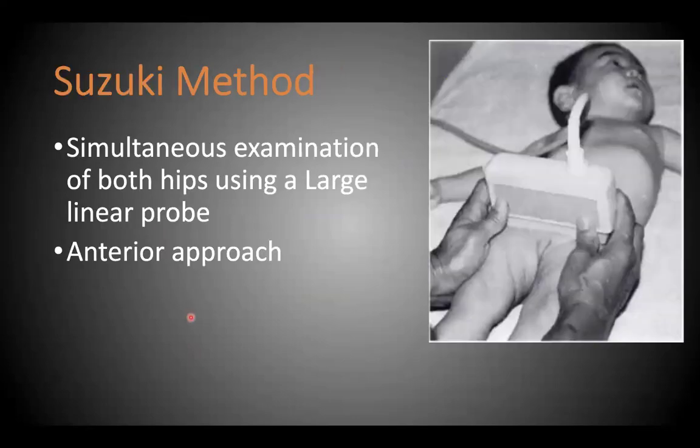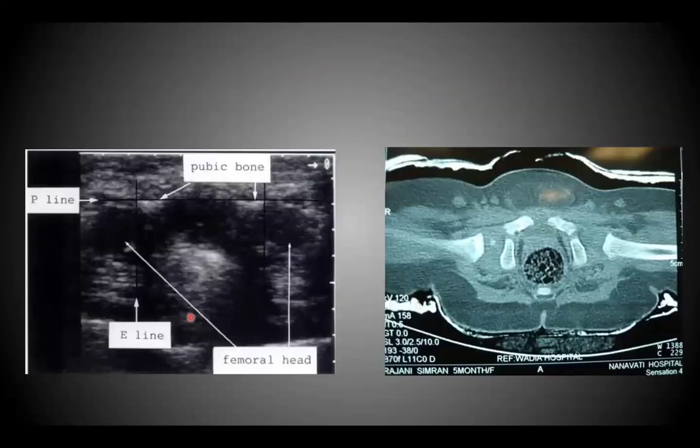Then there is the Suzuki method of simultaneous examination of both hips using a large linear probe and an anterior approach. This produces an image which is very similar to the axial CT scan that we perform after our closed reduction of hip dislocations. So these bright structures here are the 2 pubic bones, which you can see similarly on the CT scan. And the femoral head, which we should be seeing, is this black anechoic spot.